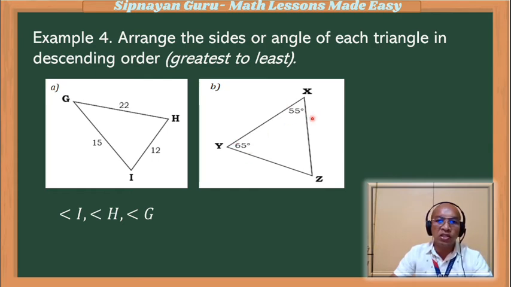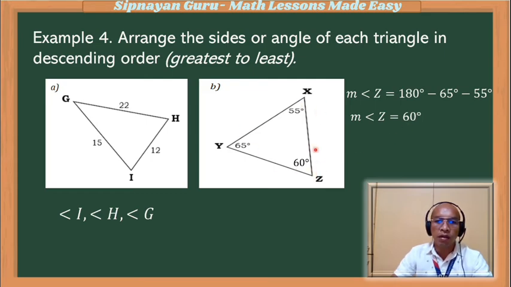So we cannot arrange the sides unless we know the measure of the third angle. This is 65, this is 55, and we all know that if you add the three angles, the sum is 180. Therefore, the measure of angle Z can be solved by 180 minus 65 minus 55, and that is 60 degrees.